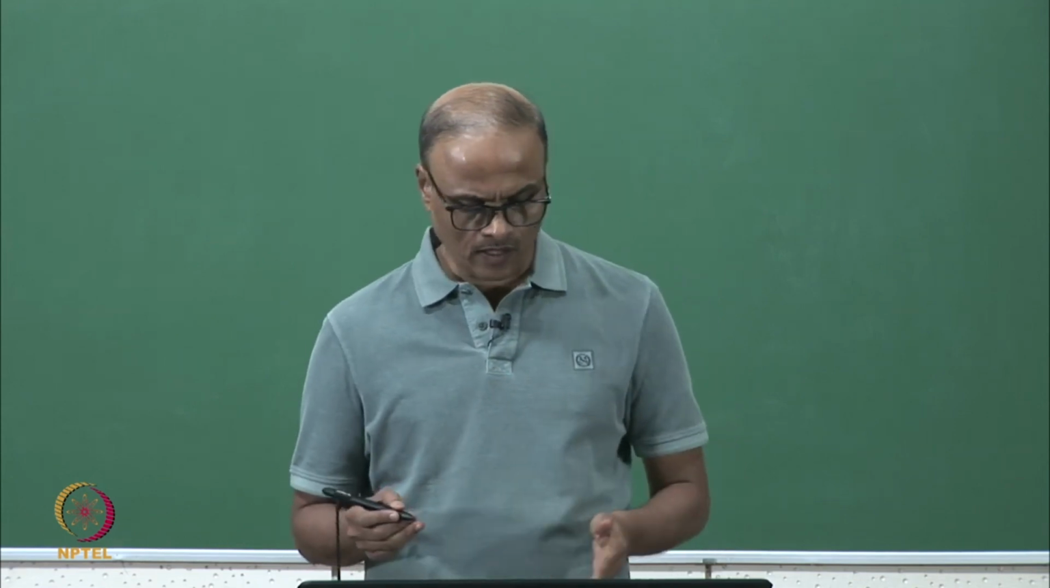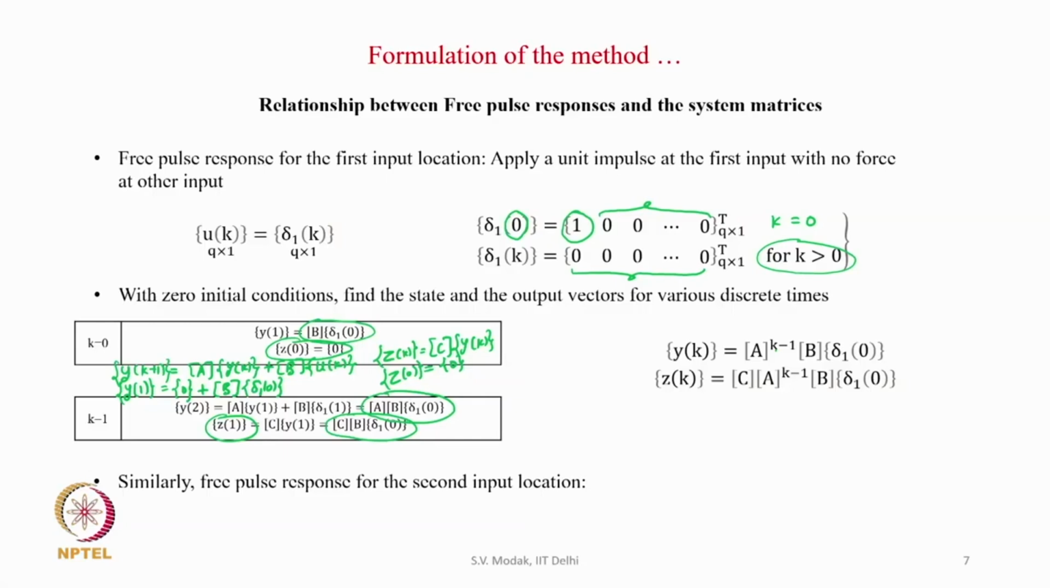When that is done and the process is followed, we get expressions for how the state vectors and output vectors are related to the input delta 2. You can see here these are the expressions with delta 2 as the input, while these were the expressions with delta 1 as the input. In this way we can obtain the free pulse response when the impulse is applied at any particular degree of freedom. Similarly, we can find delta 3, delta 4 and delta q. We can determine all the free pulse responses corresponding to all the input locations.